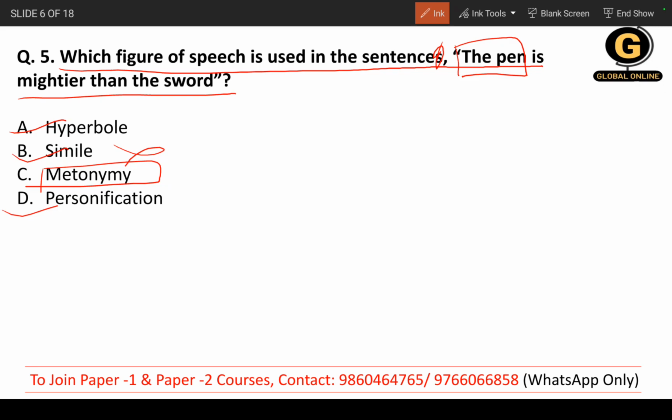For example, instead of saying presidential administration, you are using the White House. That is an example of metonymy. Okay? So you must remember that.